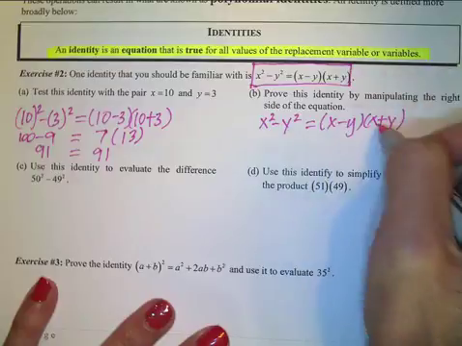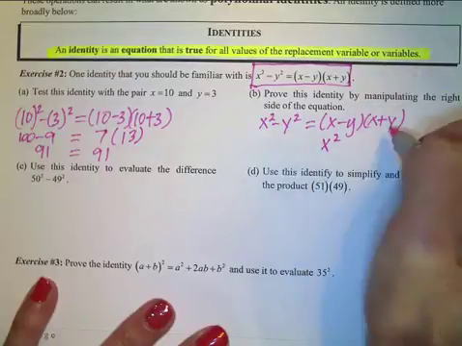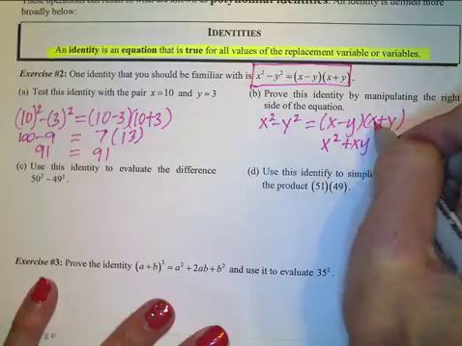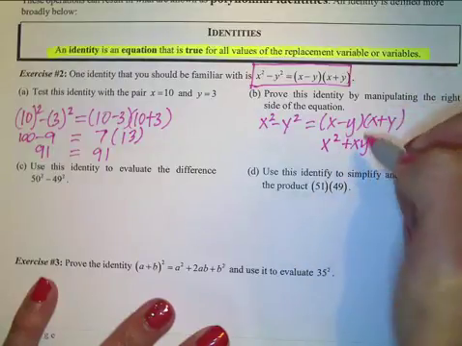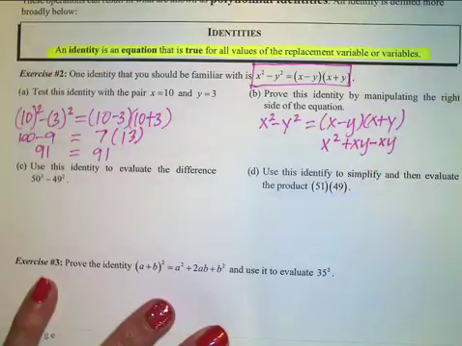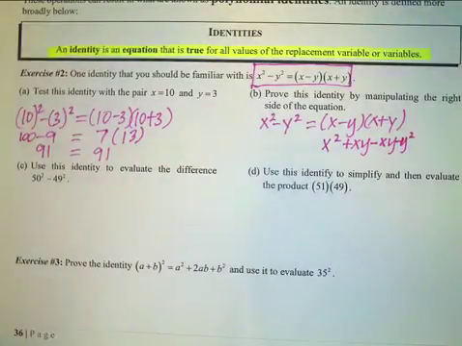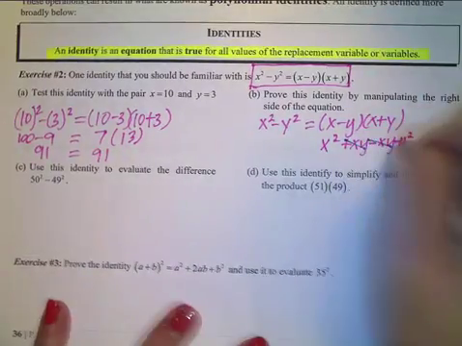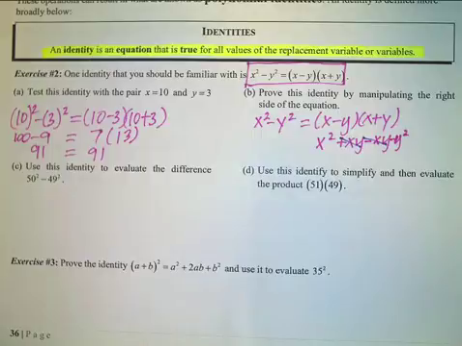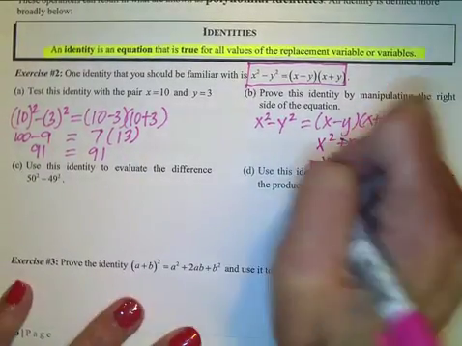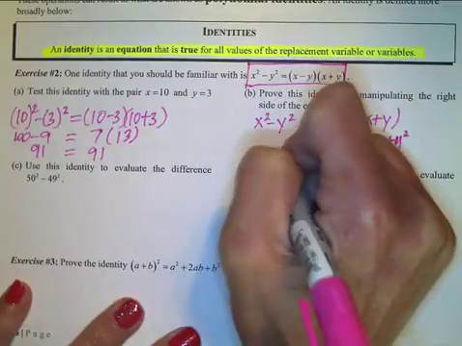So x times x is x squared. x times y is xy. Negative y times x, put your letters in alphabetical order, is negative xy. And then negative y times y is negative y squared. Notice what happens to those middle 2 terms. This cancels with this. They undo each other. They're opposites. So x squared minus y squared. Yes, it equals x squared minus y squared.